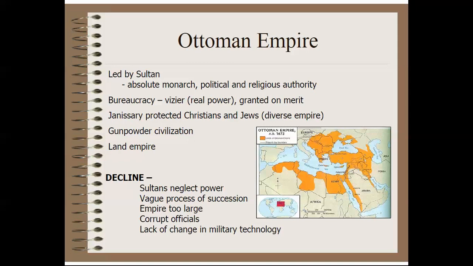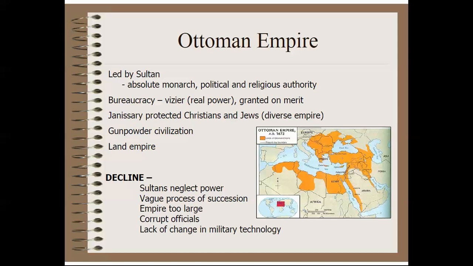They had their own unique military force, which was made up of soldiers with guns. They were former Christians and Jews. The Janissaries, remember the Janissaries? They did offer religious tolerance. Remember, they did the millet system, where they would give those little religious communities their own form of self-government. But the religious leader of each millet would be responsible to the Sultan if there was rebellion. They were a gunpowder civilization. They were a land empire.